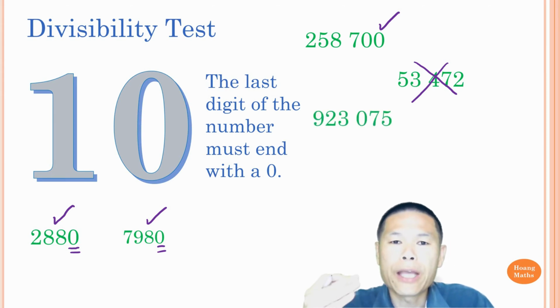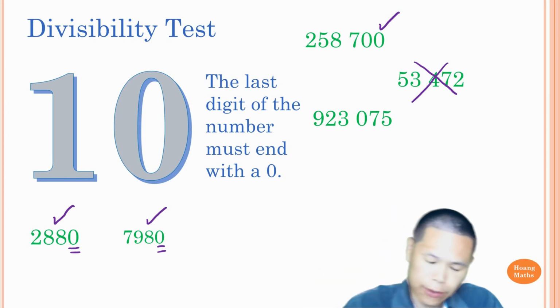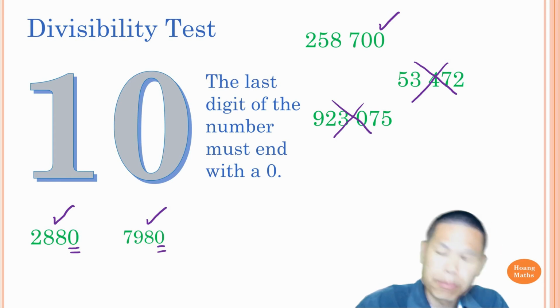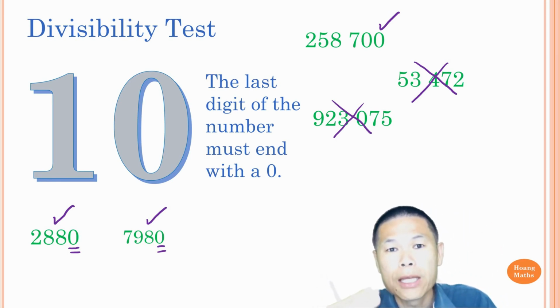What about this one here? Is it divisible by 10? You are correct. So it's not divisible by 10 because the last digit in this case is 5. So we need it to be 0 in order to be divisible by 10.